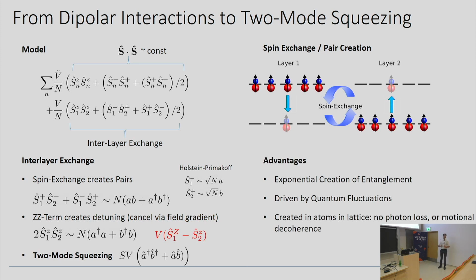Okay, so why would you want to do this? Kel talked about one-axis twisting. This is now essentially two-mode squeezing. There are a few advantages. One of them is that this creates entanglement in an exponential fashion. And the other really nice thing is that they create this entanglement between spatially separated layers.